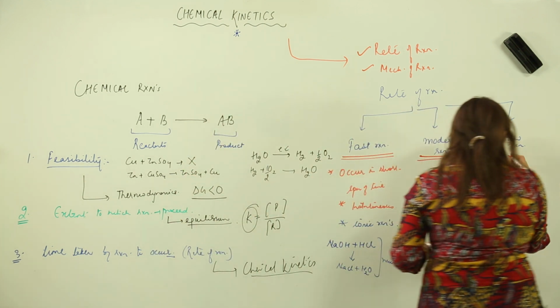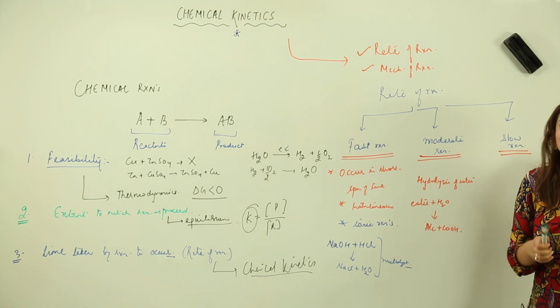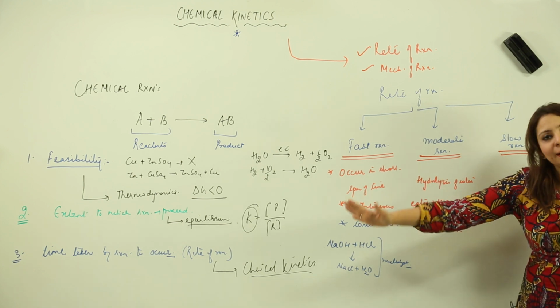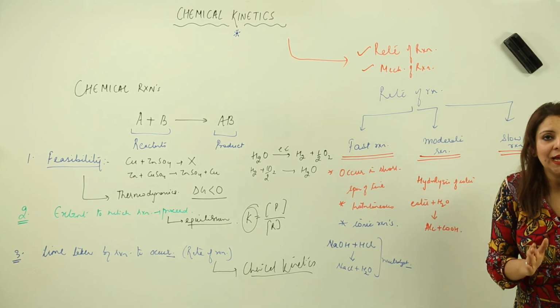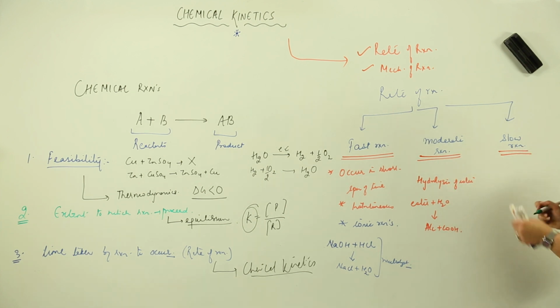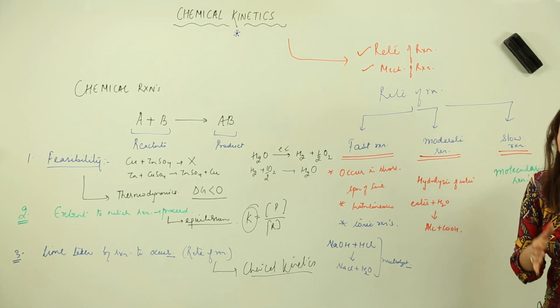Now our concern is the slow reaction. As the name suggests, the reaction is going to occur very slowly. That means you mix the reactants and you will definitely get the product, but it will take time. The reaction occurs at a slow rate, right? What kind of substances show this slow reaction? Actually, molecules show this kind of reaction. That is why slow reactions are often called molecular reactions.